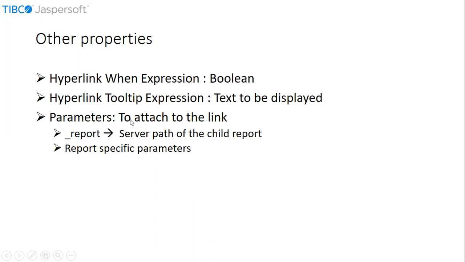Parameters. We use this concept to link the parent report to the child report. So to make a link from parent report to child report, we use a built-in parameter called _report. This takes the server path of the child report as the value. We can also pass report specific parameters from parent report to child report.